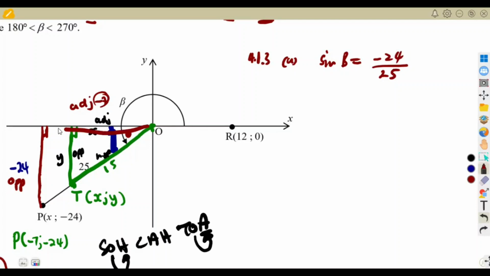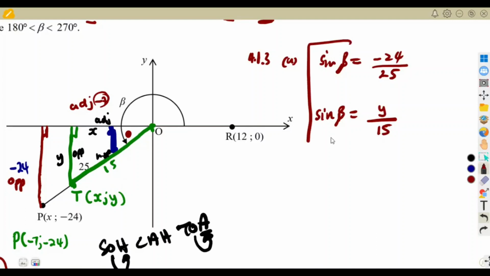That was taken from the bigger triangle. Now from the smaller triangle, let us calculate the ratio of the same sine of beta. The same angle beta, but now from the smaller triangle, this one. We want to calculate the same ratio, opposite over hypotenuse. What is the opposite in the smaller triangle? The opposite here is y, the one that we are supposed to calculate, over the hypotenuse. As we can see, the hypotenuse has changed because we are only moving from O up to T. So the hypotenuse is now 15. So that's y over 15.